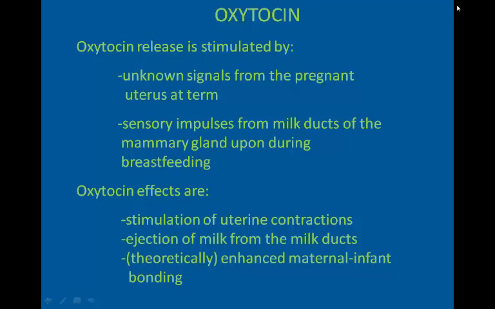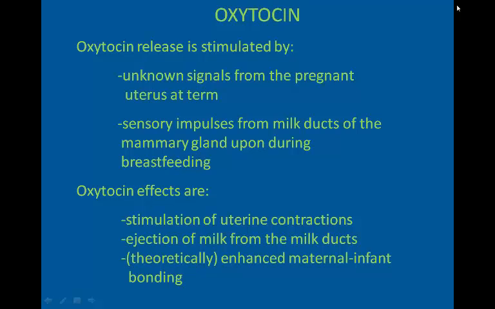The effects of oxytocin, I alluded to one of them, and that is that oxytocin stimulates the uterus to contract, bringing about labor and maintaining labor, as well as causing milk to be ejected from the milk ducts during the breastfeeding process. There's another effect of oxytocin that's pretty well established, but it's not totally established, but it's called enhanced maternal-infant bonding. So when a child is breastfeeding, or even if the mother just hears the child cry or sees the baby, that will cause oxytocin to be released.